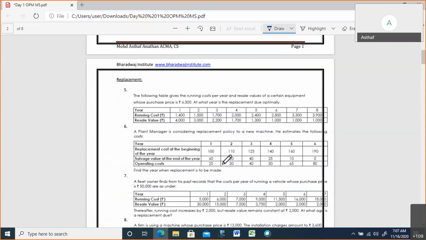First, I will read for you. Question number 5. The following table gives the running cost per year and resale value of a certain equipment whose purchase price is 6,500. What year is the replacement due optimally?